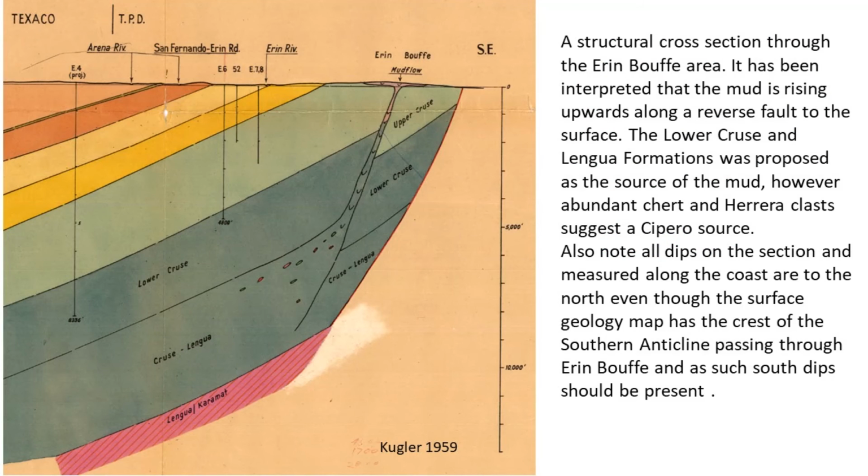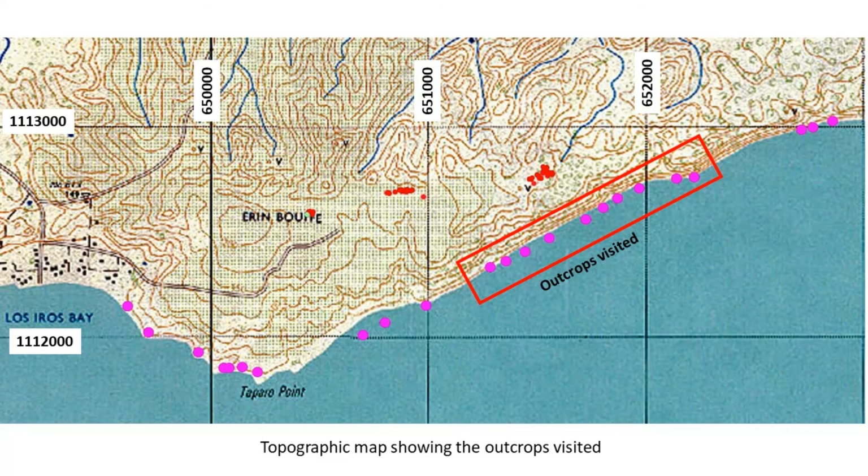In this structural cross-section from Kugler 1959, it has been interpreted that the mud flows rising upward to the surface do so along a reverse fault. The Lower Cruse and Lengua formations were proposed as the source of the mud. This topographic map suggests in a red box the outcrops to be visited. We will start in the west and walk eastwards back towards Angler Point.